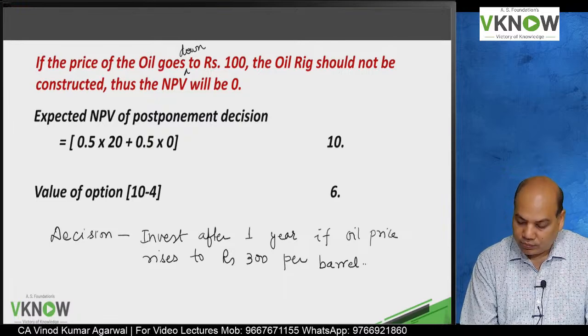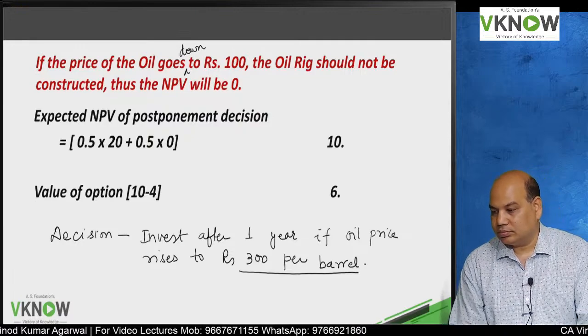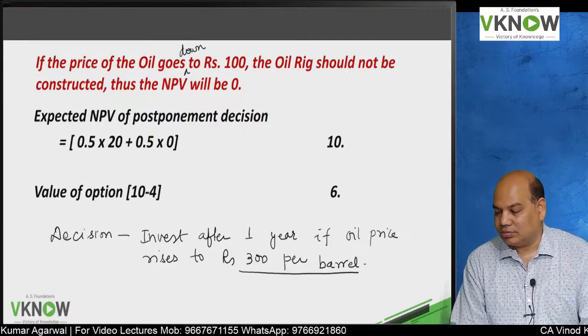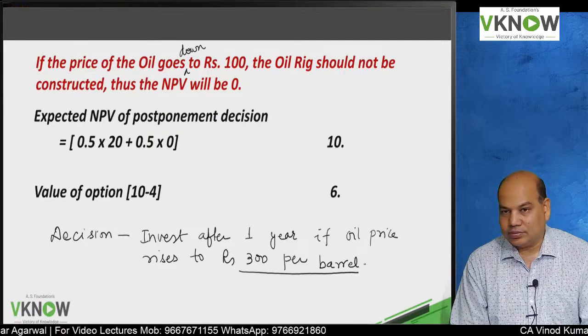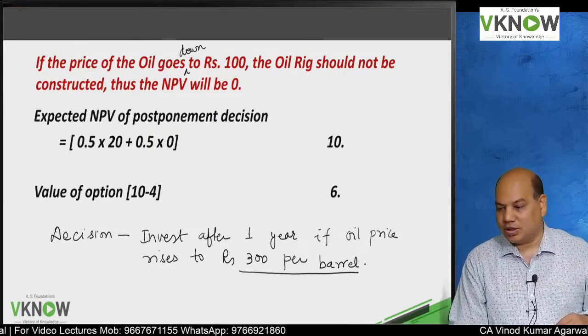Barrel is the unit in which they measure oil. We measure petrol in liters: 5 liter, 2 liter, 1 liter. But oil is measured in barrel.